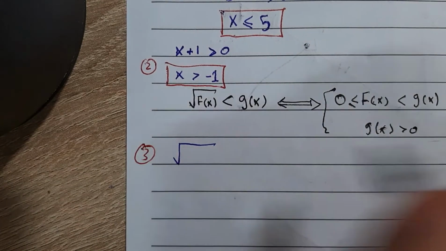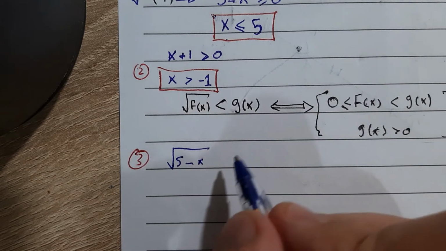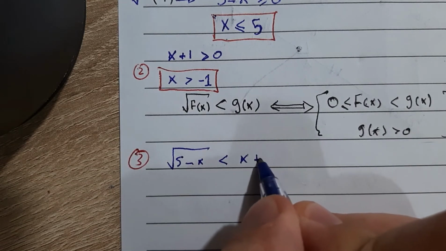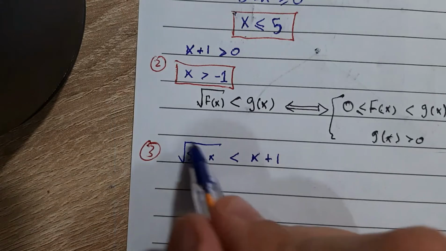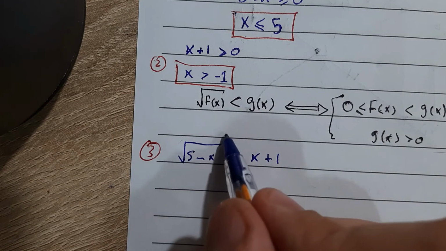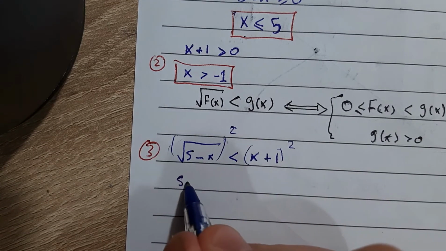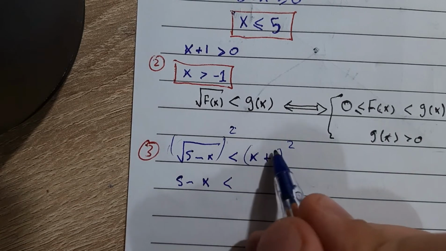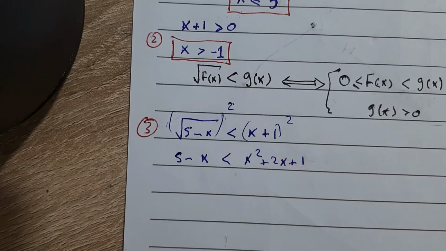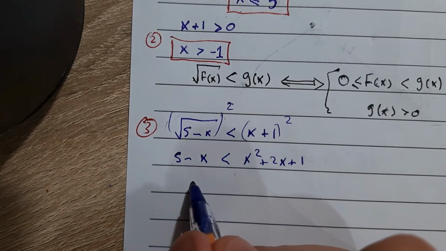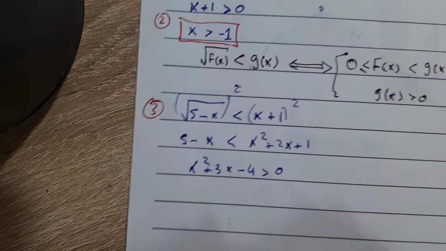Now the third step is that the square root of 5 minus x must be smaller than x plus 1. Now with our conditions over here, we can take the square of both sides. So this one squared is right, and taking all of this to the other side, x squared plus 3x minus 4 must be bigger than 0.